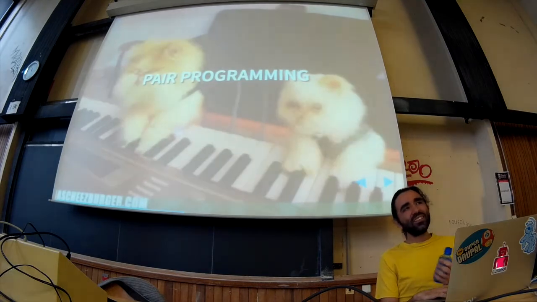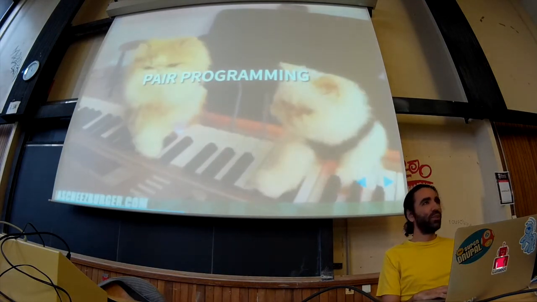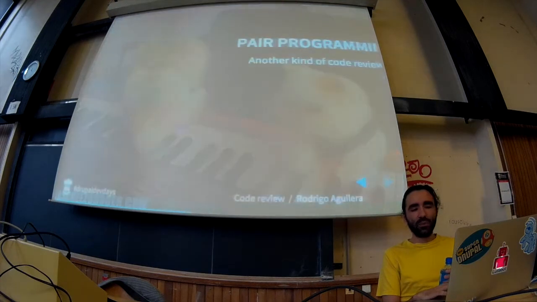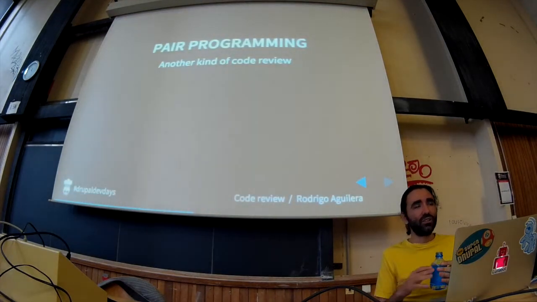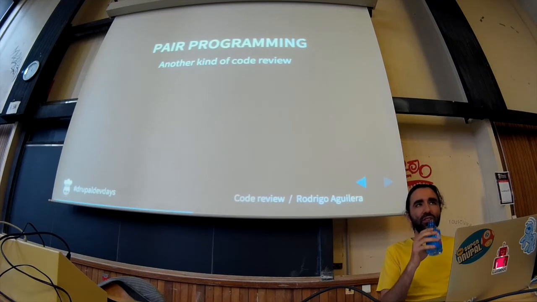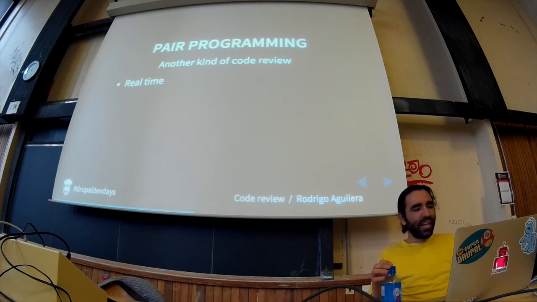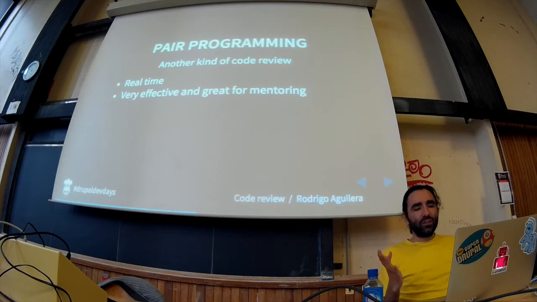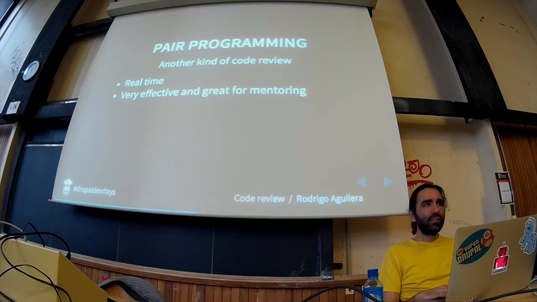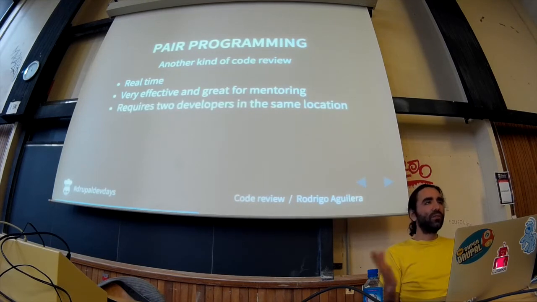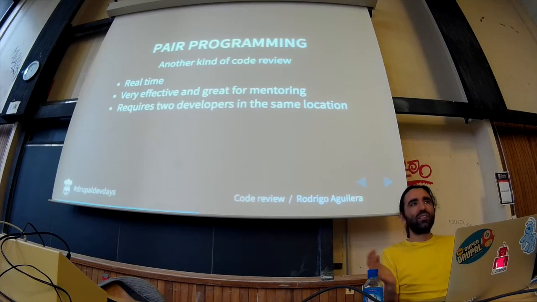And one way, which is not exactly a tool to do code review, but it's pair programming, it's great. It's been proven that it helps a lot new developers and even senior developers pairing with each other. It happens in real time. It's very effective, and you can mentor new developers with pair programming. We do it a lot in the sprint rooms. But it has some problems, because the conversation that they have is lost and it requires people on site.